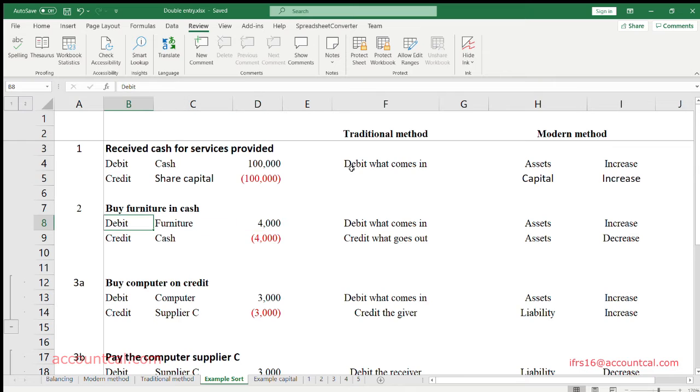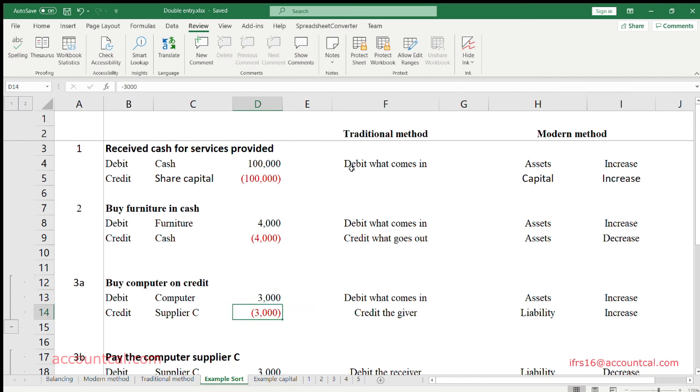Then you buy furniture in cash. You debit furniture because it's an asset, debit what comes in, the asset has increased, and then you credit cash, because cash is an asset, credit what goes out, it has decreased.